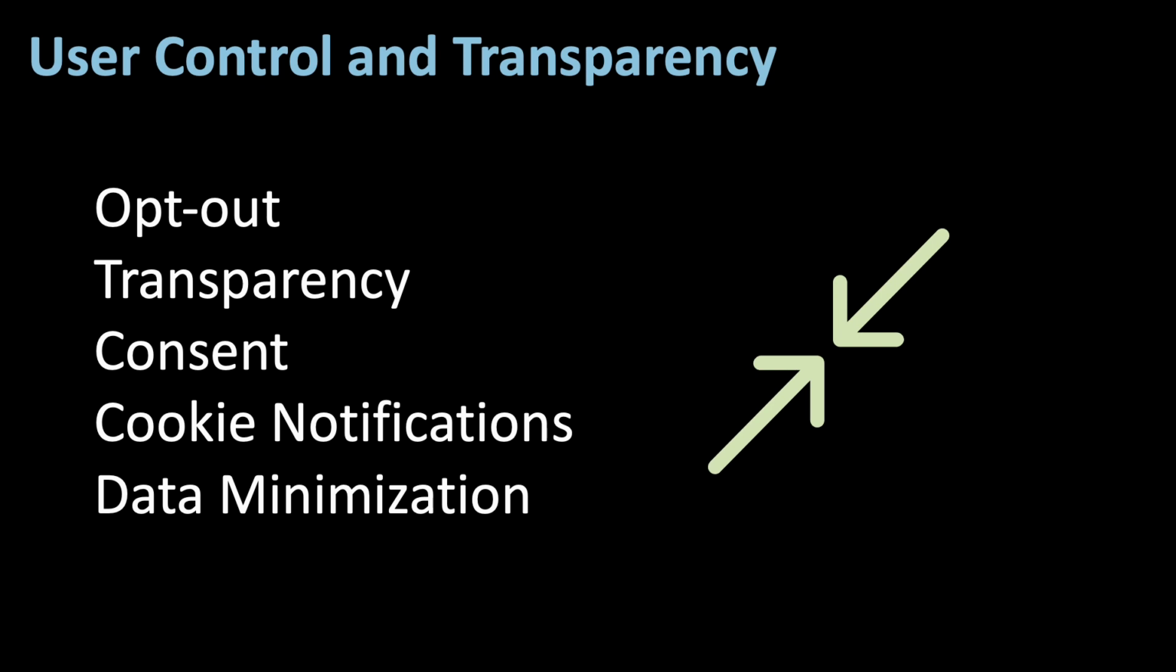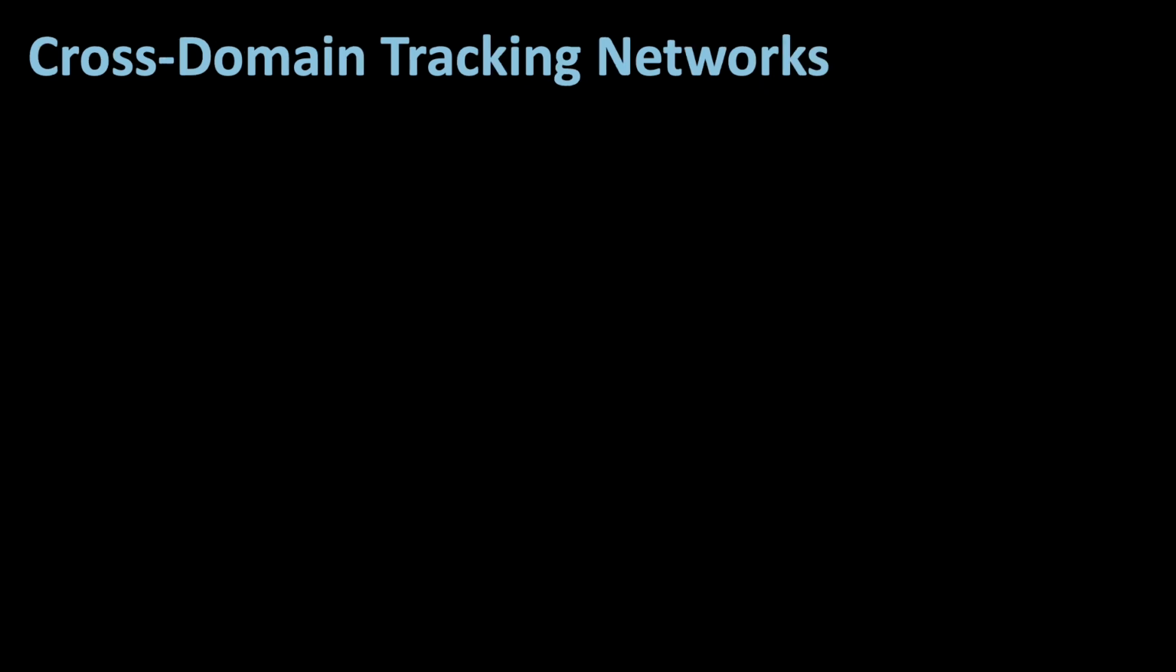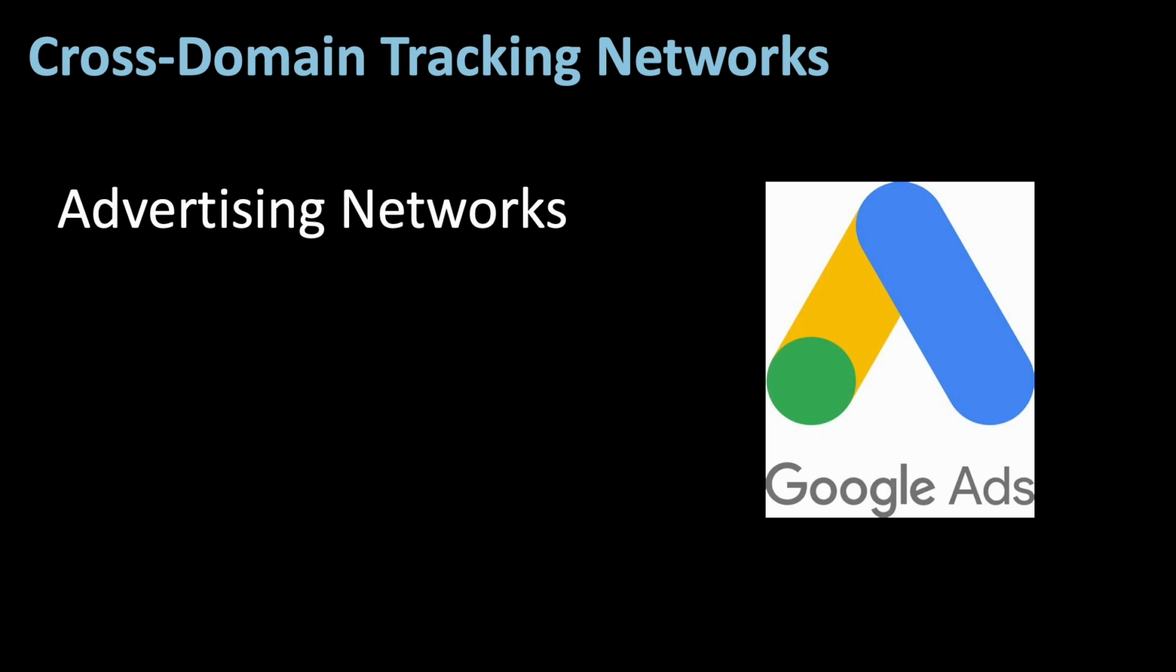Now let's look at the types of cross-domain tracking networks. Cross-domain tracking networks can take various forms, including advertising networks. These are websites within the same advertising network, and they share tracking data to assess ad performance and user engagement. One example is Google Ads.